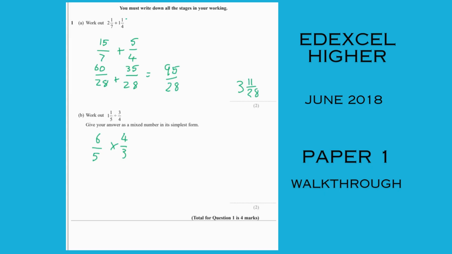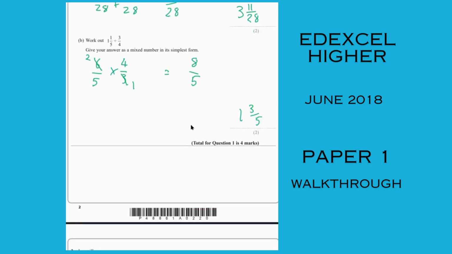And we've got a 6 on top, 3 on the bottom. They both divide by 3, which gives us 2 4s are 8 on the top and 5 on the bottom. And this does tell us to leave it in simplest form. That'll be mixed form then, so 1 and 3/5.